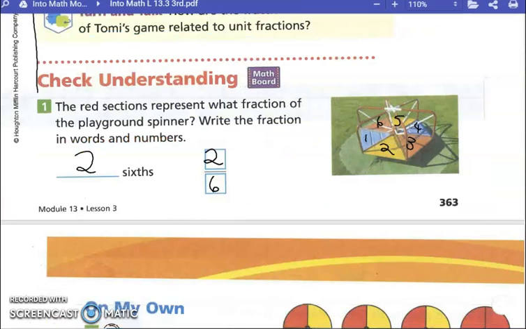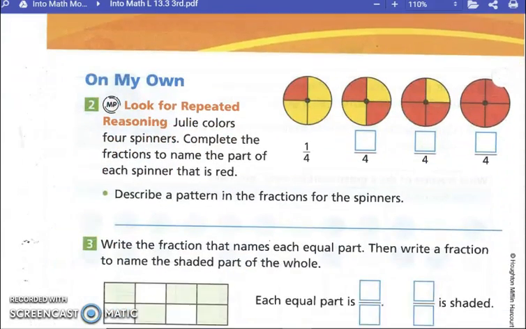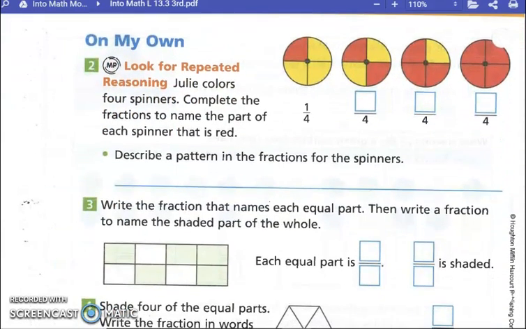Okay, so here's the answer to your check your understanding. And then we're going to look at the on your own. It says, look for repeated reasoning. Julie colors 4 spinners. Complete the fraction to name the parts of each spinner. So, how many red sections are there now? 2. How many red sections are there in this one? 3, and there are 4. Describe the pattern you see. Well, we see that the numerator increased by 1 each time, and the denominator stayed the same.